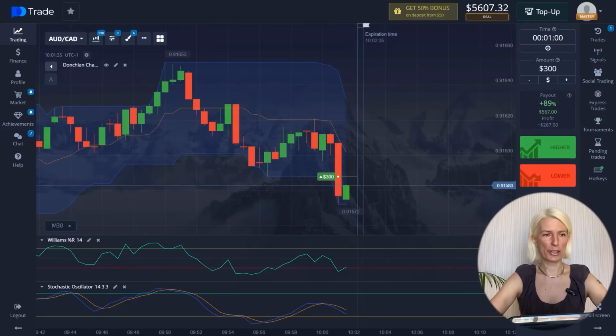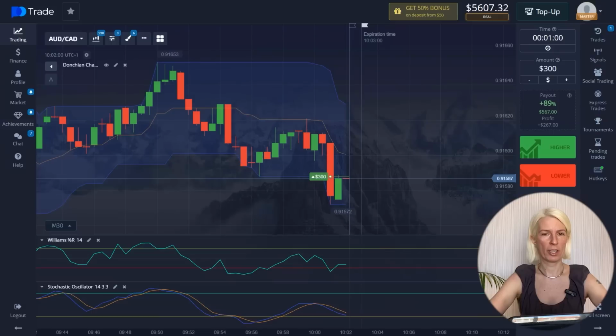I made this decision because the price, being in the area of the average line of the Donchian channel indicator, impulsively went down, and I assumed that the momentum could not be prolonged due to the resistance of buyers in the area of the lower limit of the Donchian indicator, and the price will seek to regain its positions.